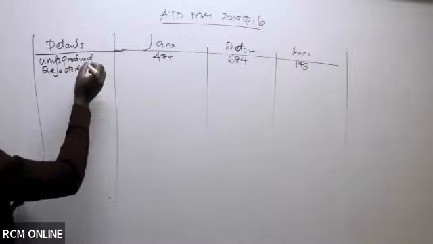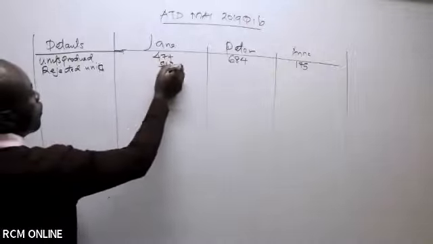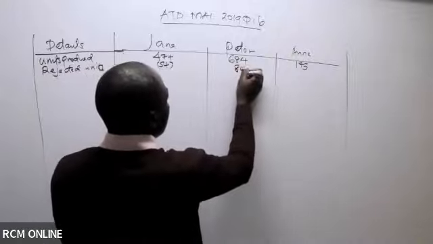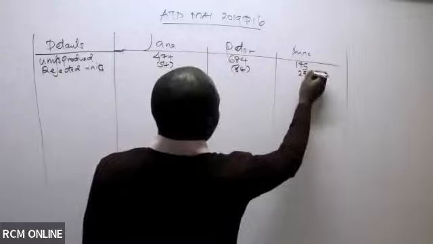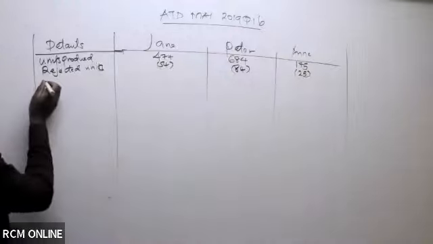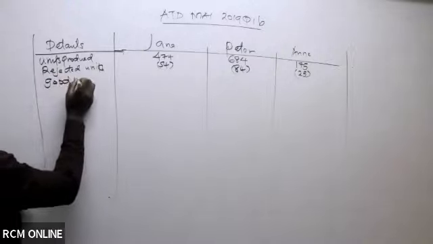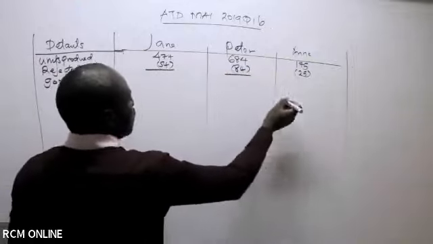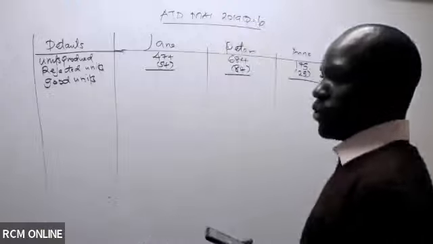Rejected units. So rejected units, tuko na 54, tuko na 84, na tuko na 25. So that will give us what we call good or accepted units. So let's talk about good or accepted units.